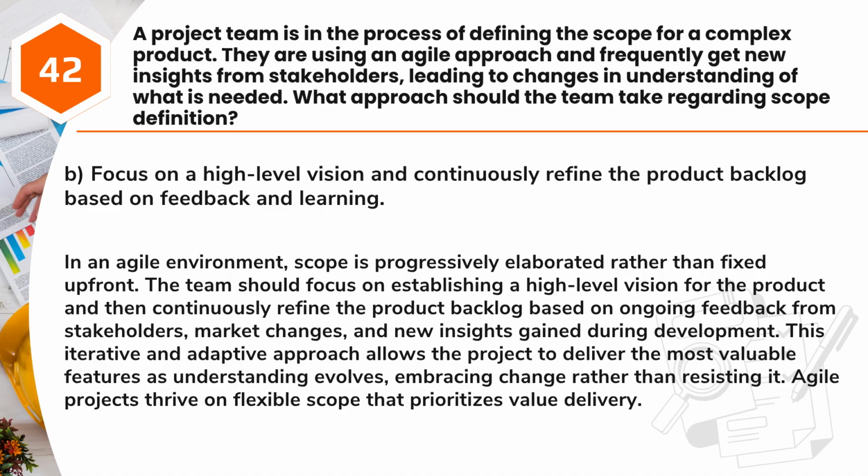Answer: B. Focus on a high-level vision and continuously refine the product backlog based on feedback and learning. In an agile environment, scope is progressively elaborated rather than fixed up front. The team should focus on establishing a high-level vision for the product and then continuously refine the product backlog based on ongoing feedback from stakeholders, market changes, and new insights gained during development.